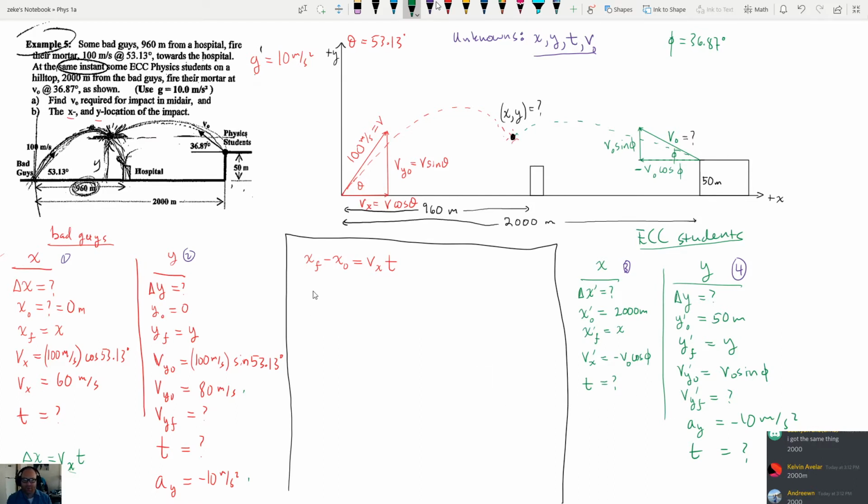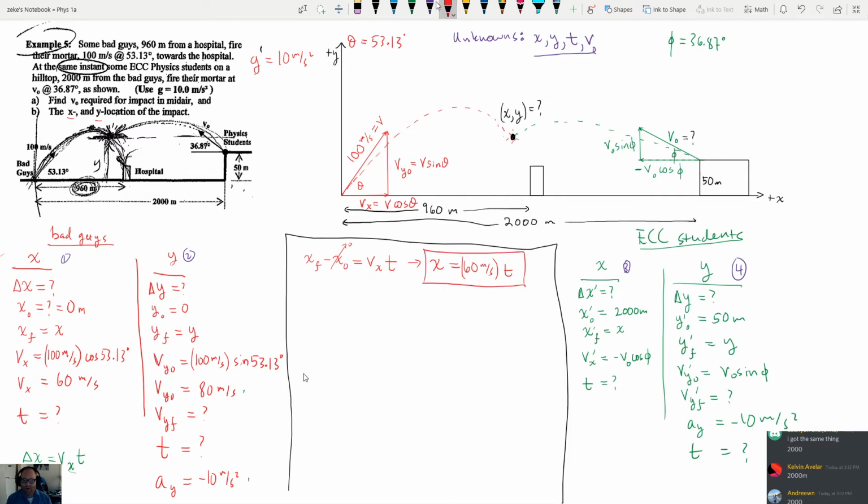All right. Okay. So that equation, what else do we know about this equation? Well, we actually have some information about this one. First of all, we know that x initial was 0. We don't know what x final is, but we're calling it x. So this equation can be written as x is equal to Vx times t. I think Vx is 60, right? So this is going to be 60 meters per second multiplied by t. So there's one equation that we can use. It relates x and t.